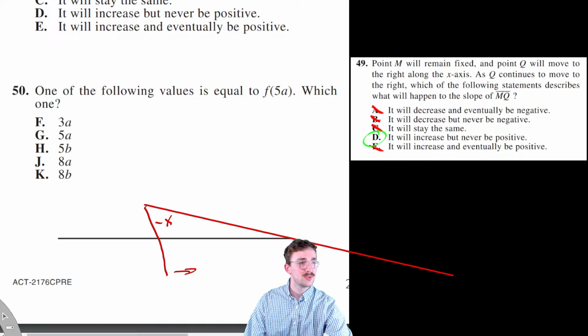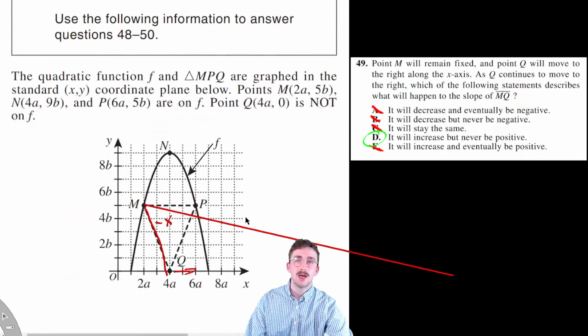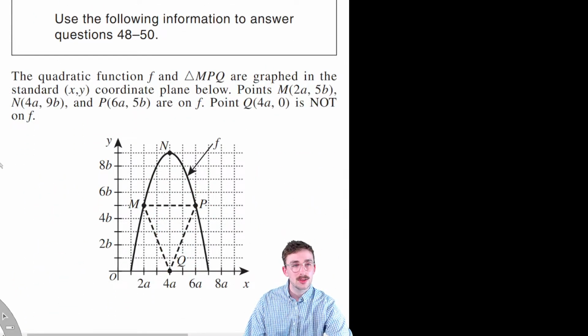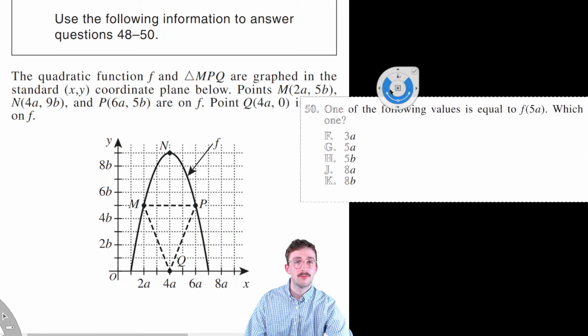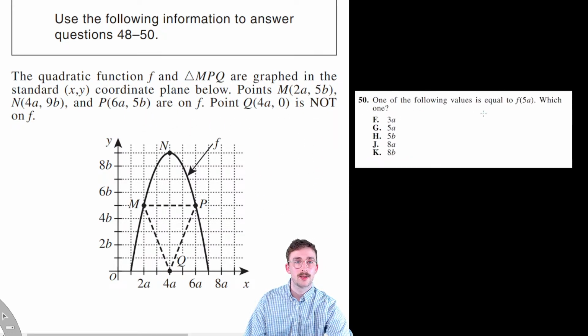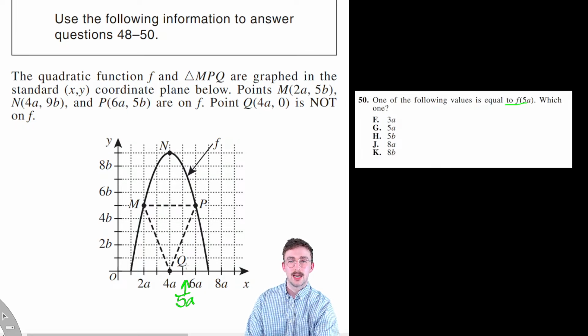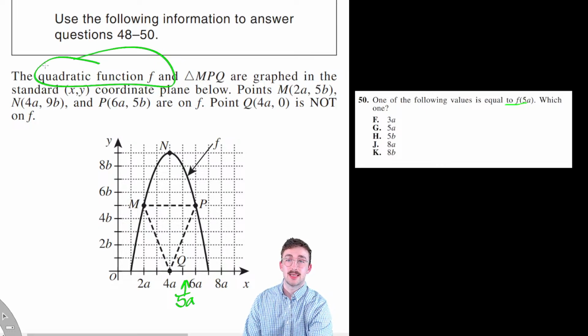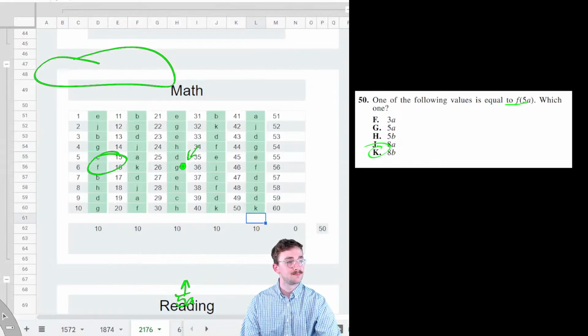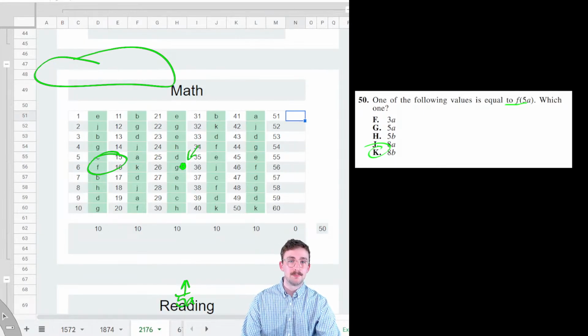Which one of the following values is equal to f of 5a? Oh, cool. So they're just testing you on functions here, making sure that you know how to read function notation. I'll just tackle this one real quick. F of 5a, what that means is you look for 5a, which is this one right here, and then f, remember, is the quadratic function. So f of 5a is all the way up here. So that would be 8b, which is k. That's it. Boom. All right, we're on the final 10.